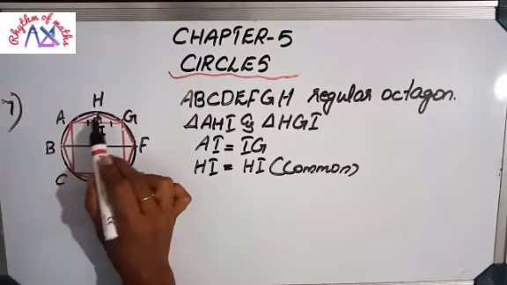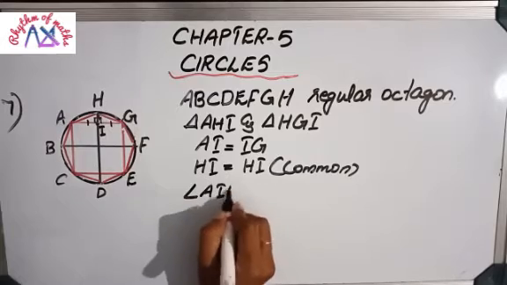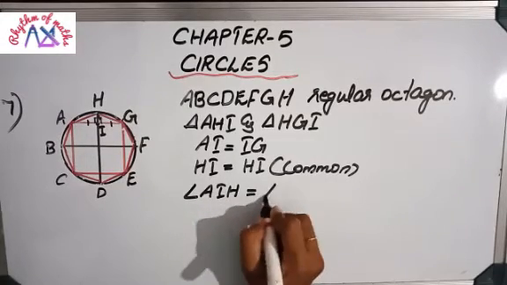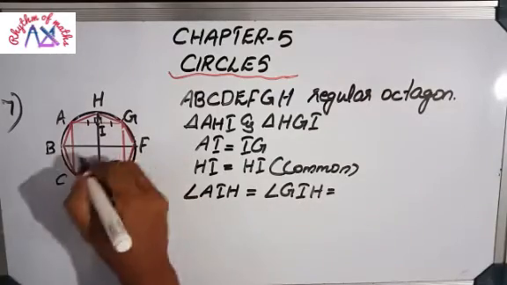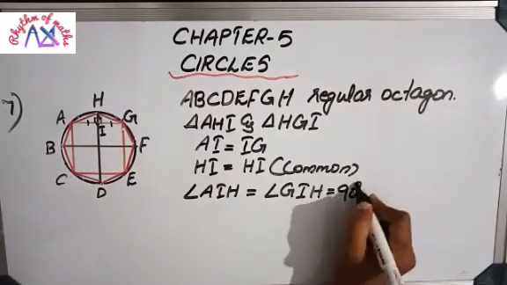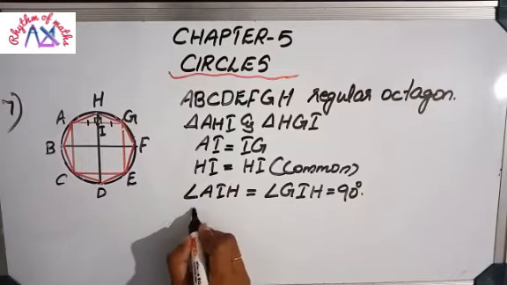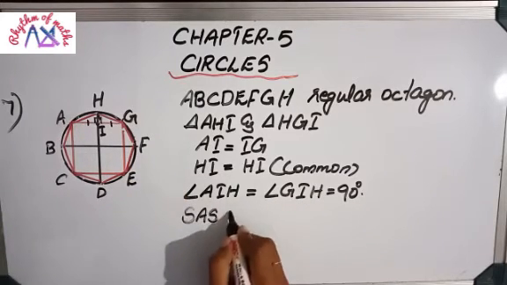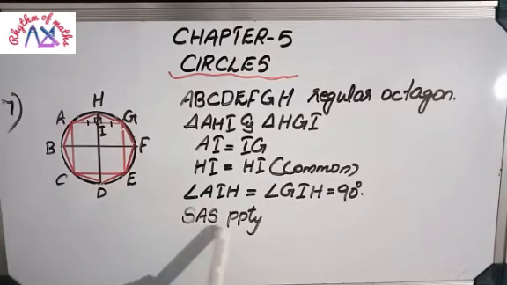Now the angle between these two sides, that means angle AIH equal to angle GIH. Both are what? Perpendicular, means it is 90 degrees. So two sides equal and the angle between them equal. That means SAS property, side angle side. Two sides and the angle between them equal.